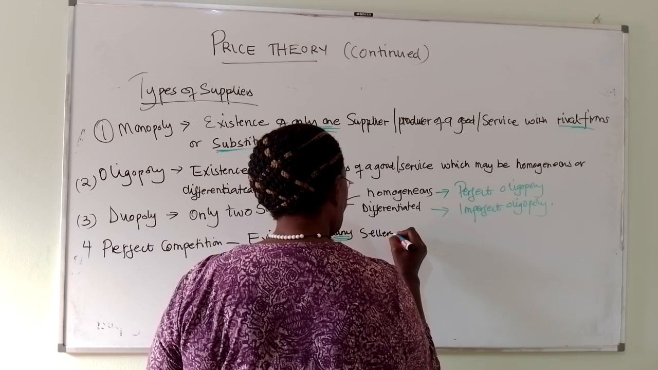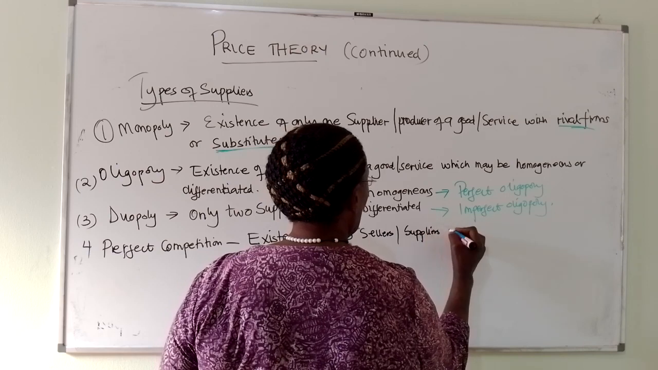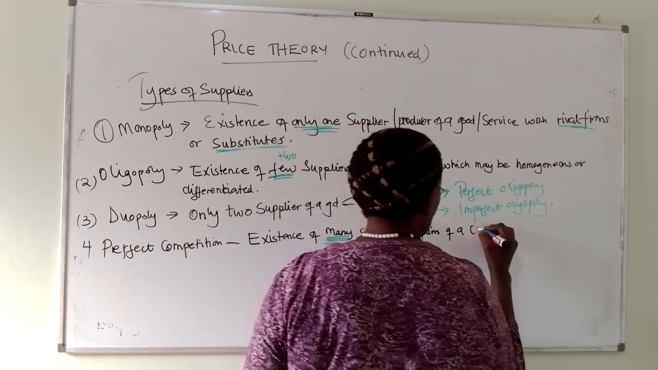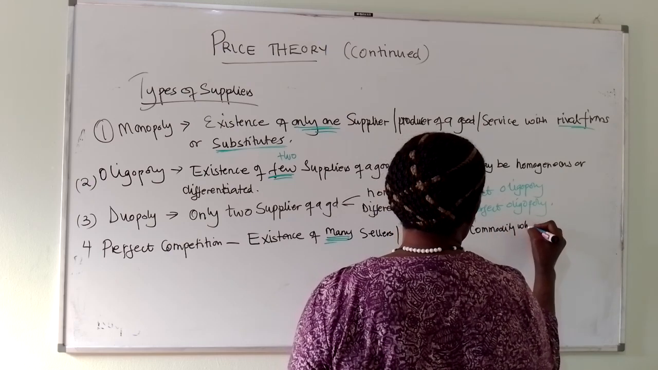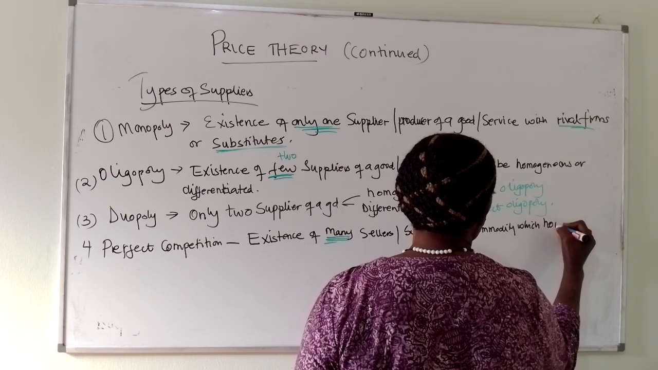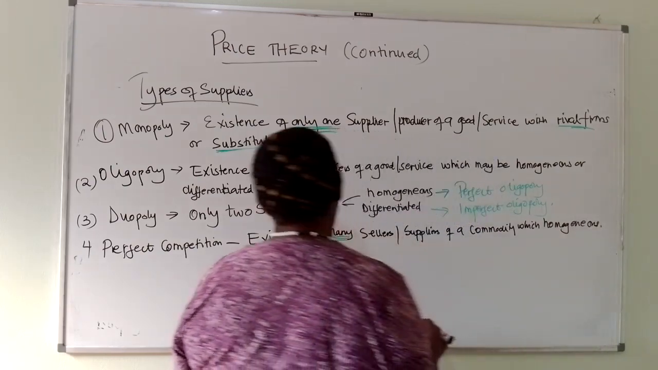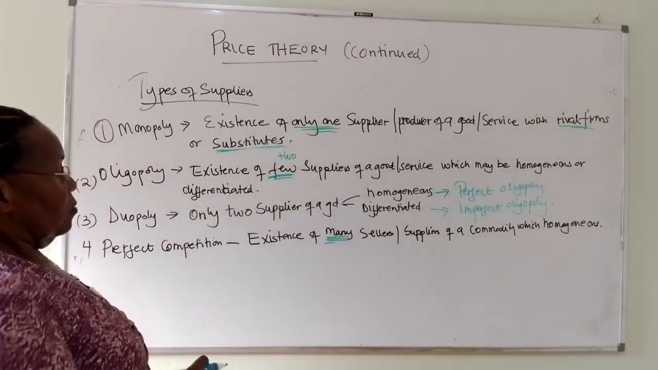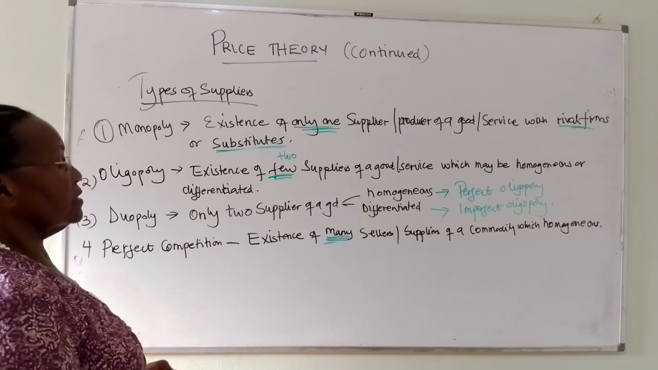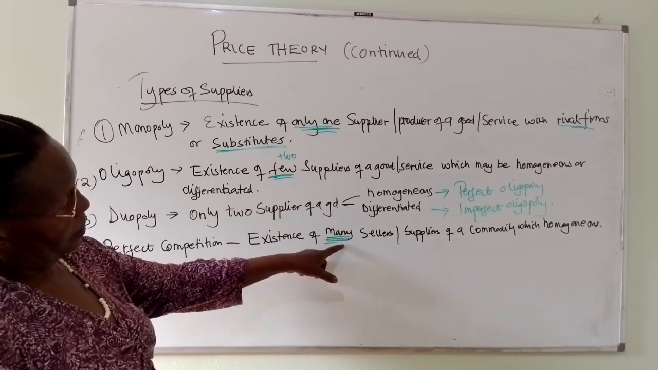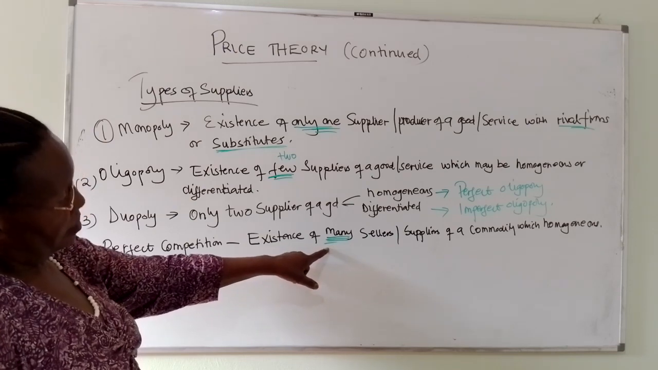sellers or suppliers of a commodity or a product which is homogeneous. So there are many producers who are engaged in the production of that one commodity. That's why it is homogeneous. It is one and the same. But the people who are supplying it are many. It is no longer one, they are no longer few, but now they are getting more and more.